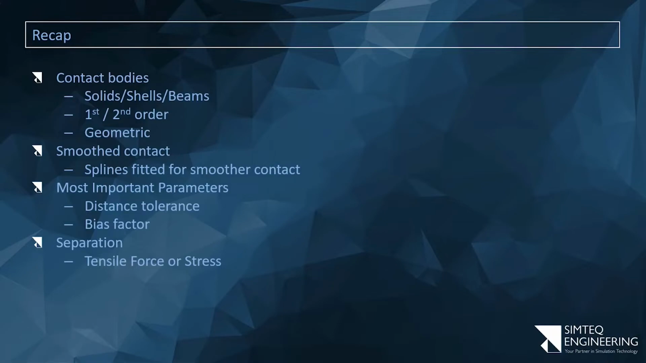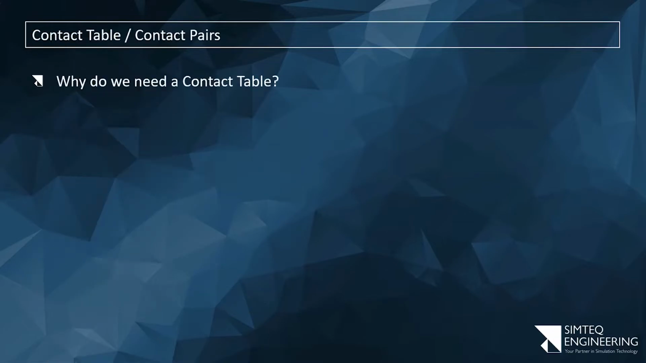Then we also spend a bit of time on separation. So when there's a tensile force or stress, a node in contact should effectively separate. And then the last one, glued contact, was about the ability to not separate. So it's to connect dissimilar meshes. It doesn't separate, it doesn't slide. So effectively infinite friction as well. Okay, so that's just a recap of what we did last time.